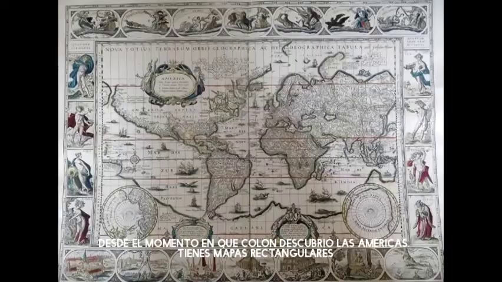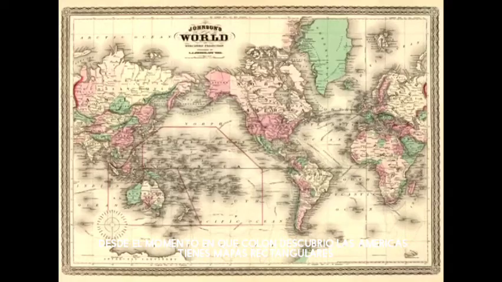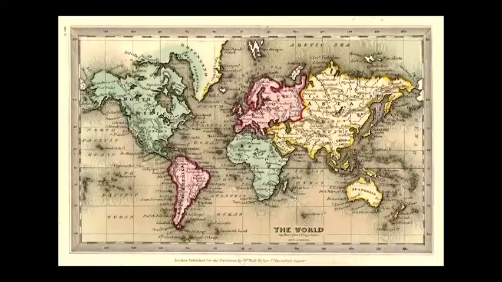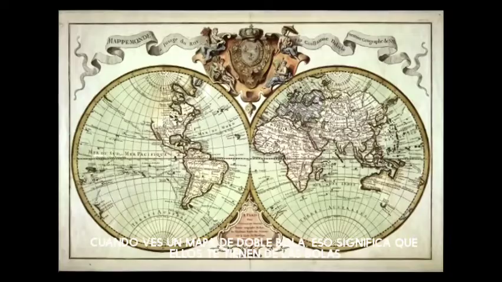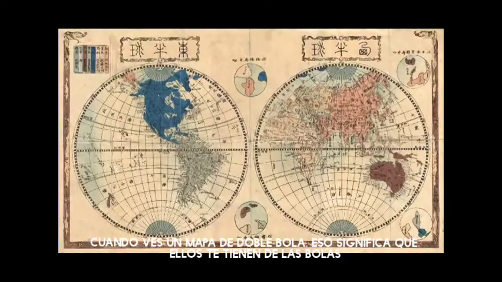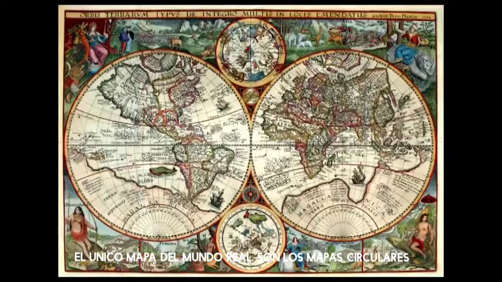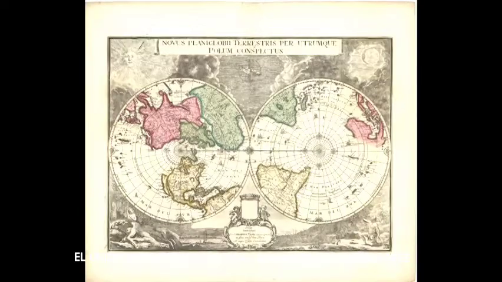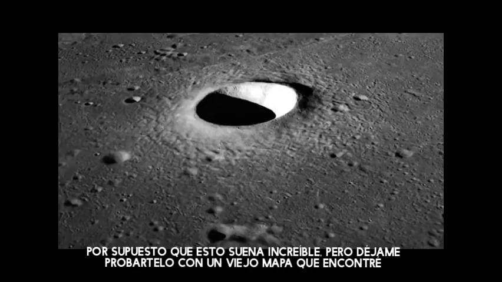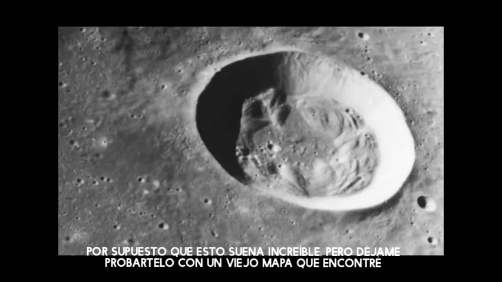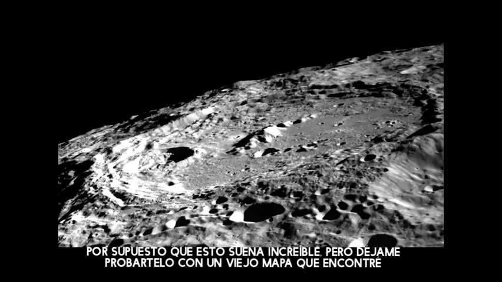From the moment Columbus discovered the Americas, you have rectangular maps, or you have the double ball map. When you see a double ball map, that means they have you by the balls. The only real world maps are circular maps. Of course, this all sounds unbelievable, but let me prove it to you with an old map I found.